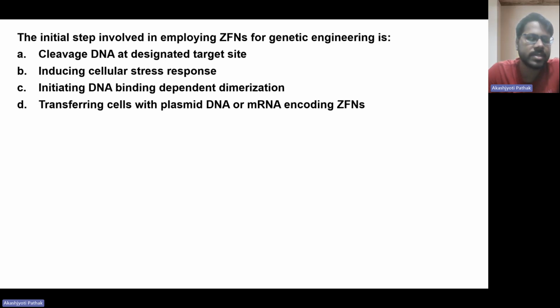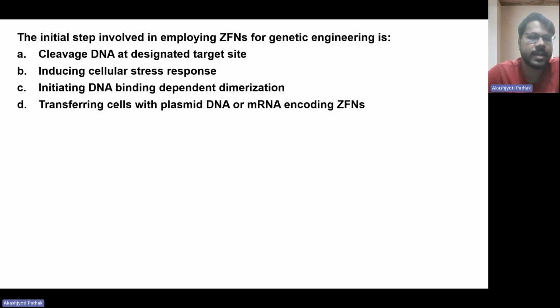Once the cell takes up this plasmid carrying this gene, the basic molecular machinery will start and it will be translated into zinc finger nucleases. Okay. So what will be the answer? The initial step will not be cleavage of DNA at the designated target site.